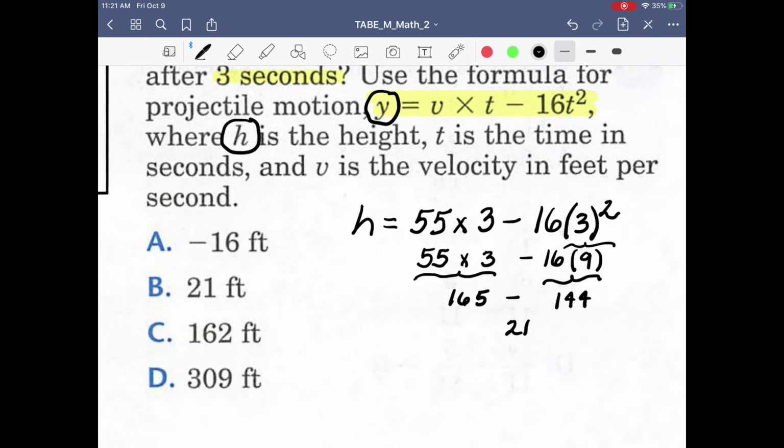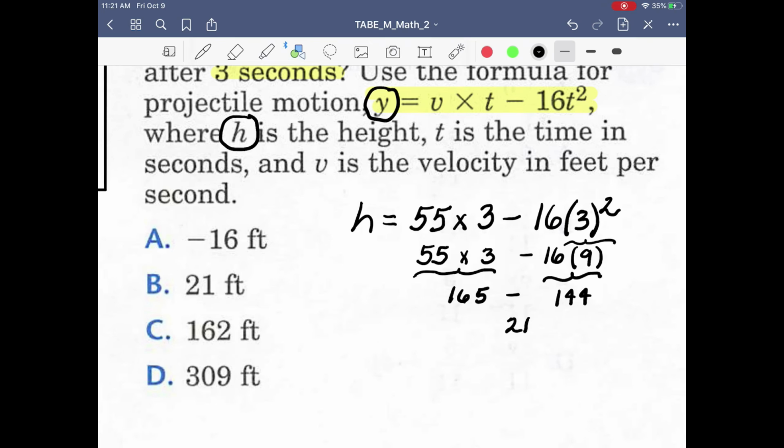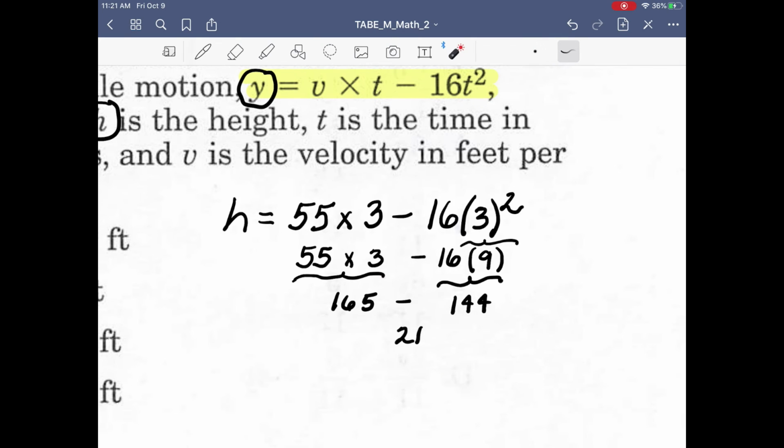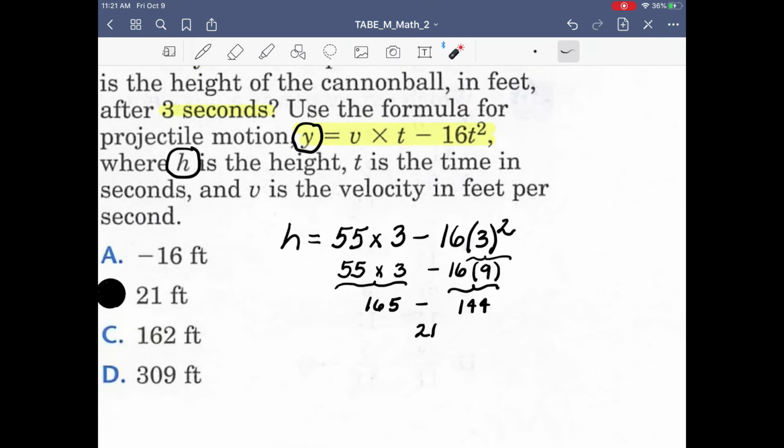Okay, so 21 feet is the height of the cannonball at 3 seconds. Because gravity is impacting that cannonball. If you didn't have gravity, the height would be 165 because there's nothing to force the ball back down. But gravity's working against you, keeping that height closer to the ground.